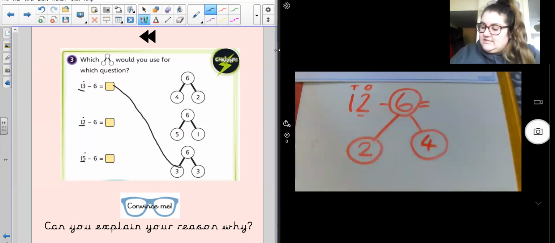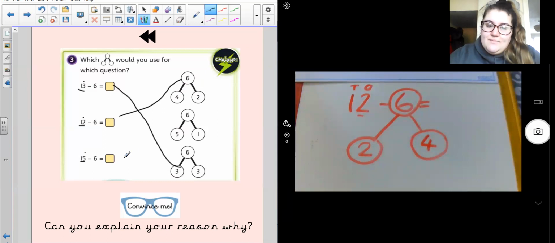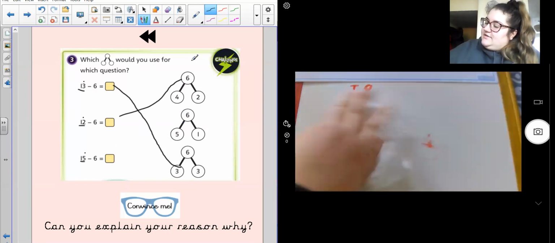So have we got a part-whole model that represents that? I can see it here, look. So even though the parts are swapped over, it doesn't matter because they still add together to make 6. Okay, and that must mean that these two are a pair. But before we just assume that, let's check. Let's check together.